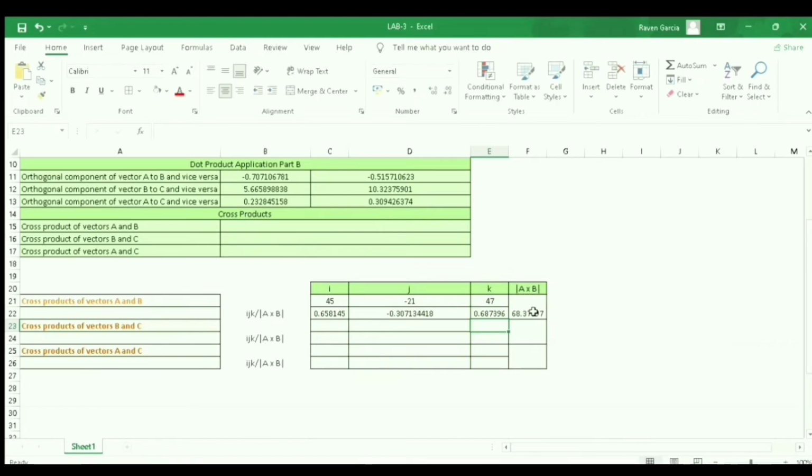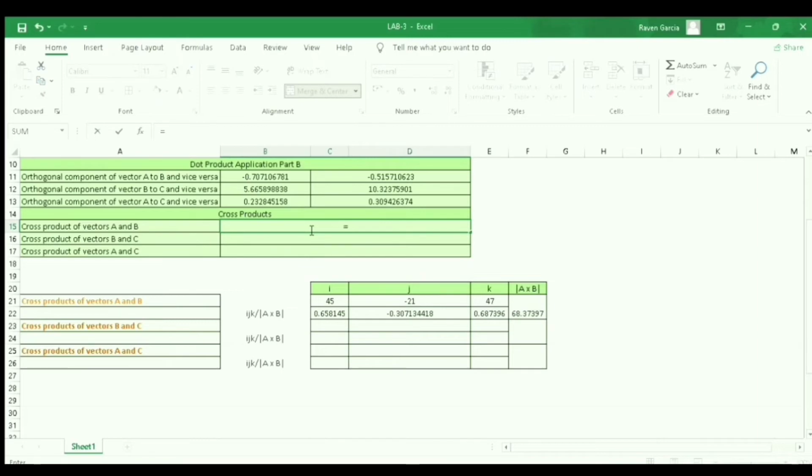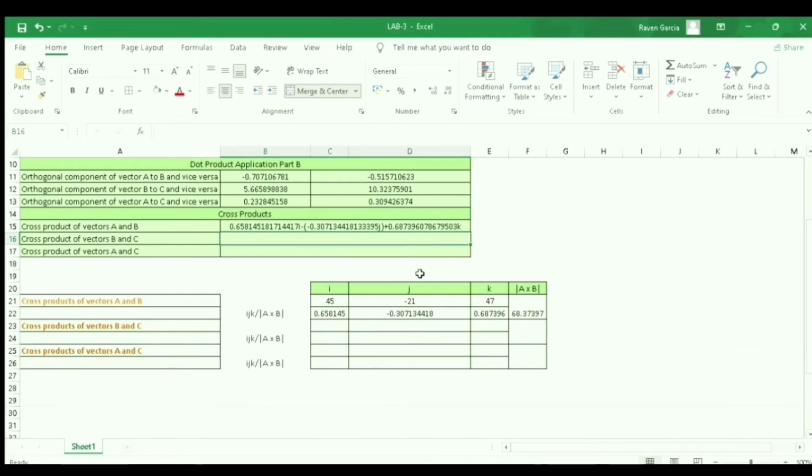0.69. Now, let's go back to the cross product at row 15 and input the formula equals C22 and quotation mark I minus open parenthesis quotation mark and D22 and quotation mark J close parenthesis plus quotation mark and E22 and quotation mark K close quotation mark, and we get the answer of 0.66 I minus open parenthesis minus 0.31 J parenthesis plus 0.69 K.